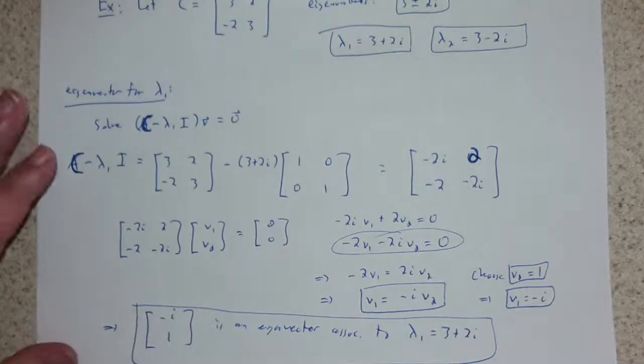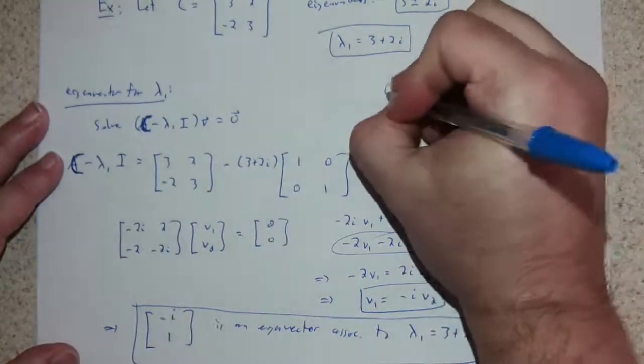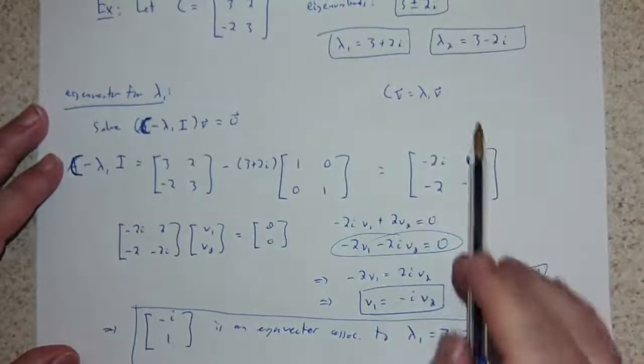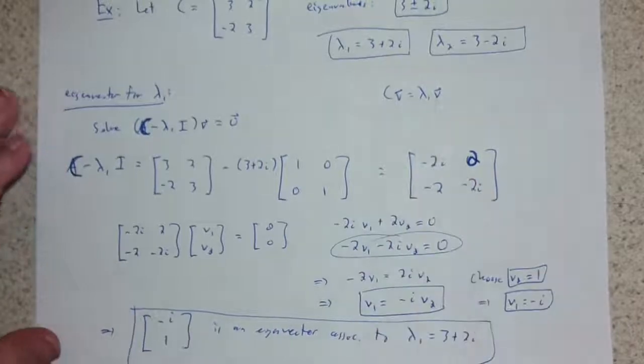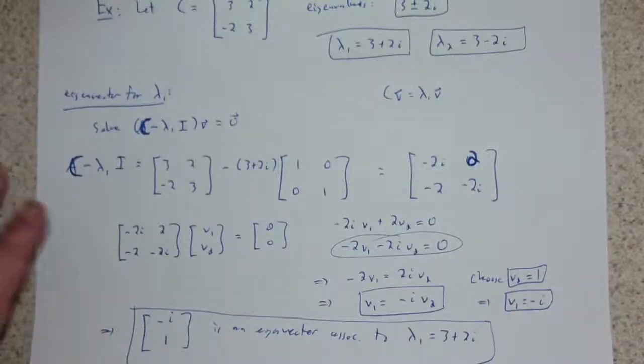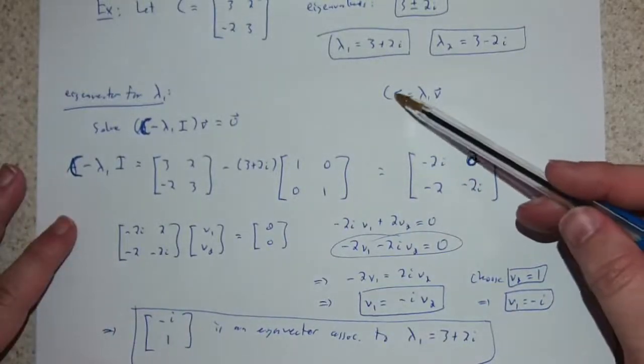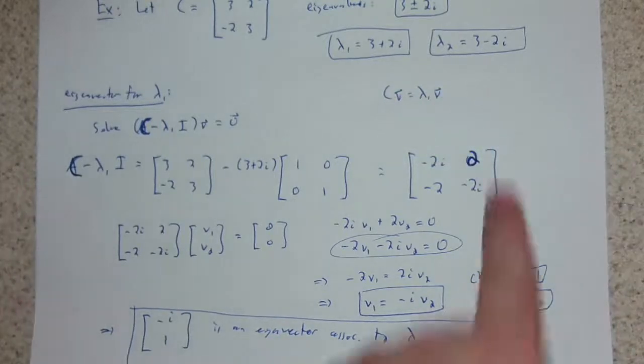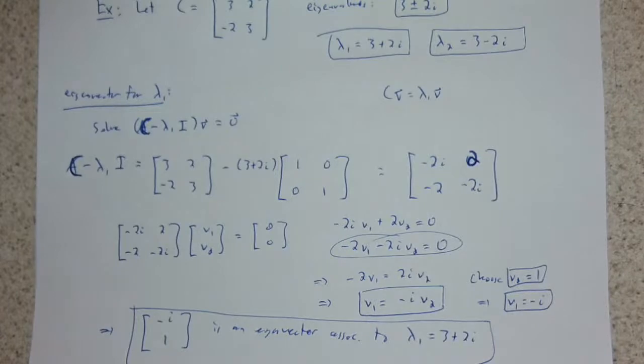If you think about it, the second you have this equation that Cv is equal to lambda 1 v, because lambda 1 itself is a complex number, to make this make sense at all, v wouldn't be able to be nothing but reals. Then on the left-hand side you'd have nothing but real numbers, but on the right you'd have a complex number times a real thing. That doesn't make any sense. So it's always going to work out like this.